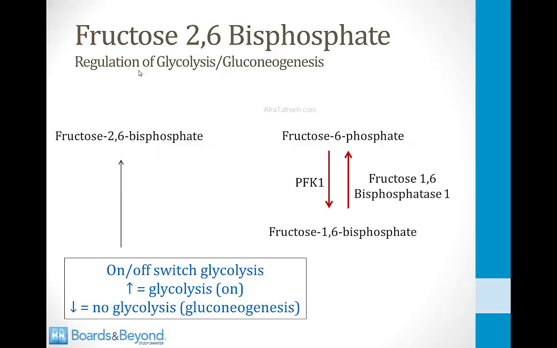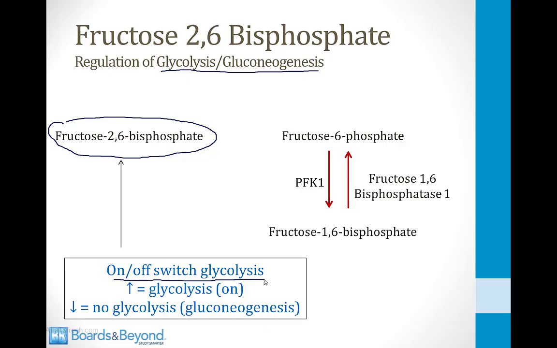Fructose 2,6-bisphosphate is a very important molecule for the regulation of glycolysis or gluconeogenesis. As you may know, the hormones insulin and glucagon can determine whether cells will favor glycolysis or gluconeogenesis, and the way they manipulate cells is by manipulating the level of fructose 2,6-bisphosphate. The easiest way to keep this molecule's function straight is to think of fructose 2,6-bisphosphate as an on-off switch for glycolysis. When the level of this molecule is high, that favors glycolysis, it turns glycolysis on. And when the level of this molecule is low, that favors gluconeogenesis, it turns glycolysis off.